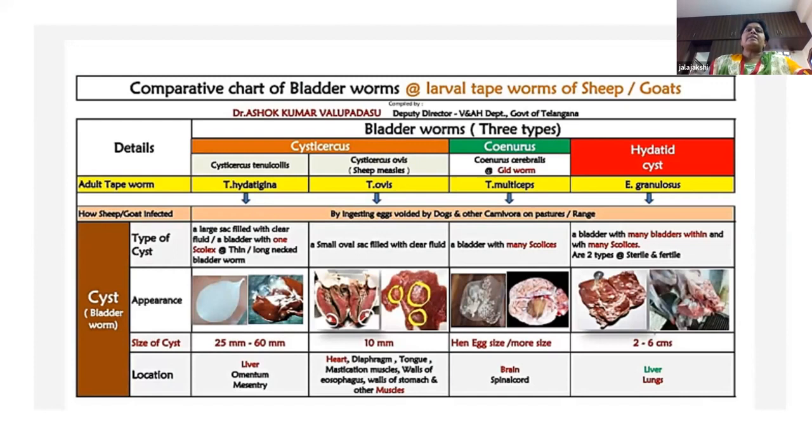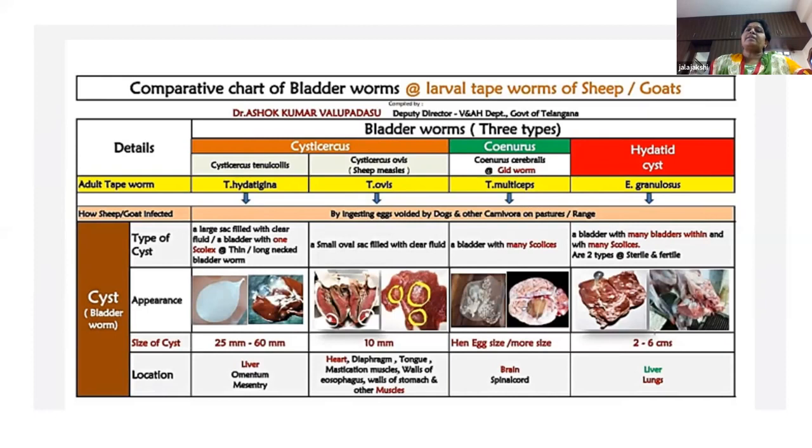And the second larval stage is Cysticercus ovis. It appears like a small oval sac-like structure filled with clear fluid, and it measures up to 10 mm in size. It is mainly observed in the heart, diaphragm, tongue, mastication muscles, walls of the esophagus, walls of the stomach, and other muscles. Then Coenurus, this is a bladder filled with many scolices. This metacestode is the larval form of Taenia multiceps.